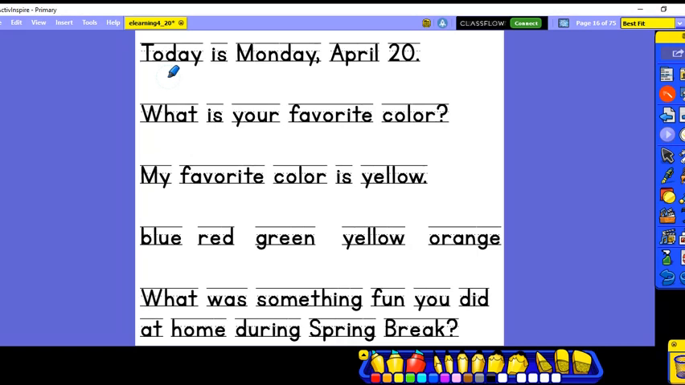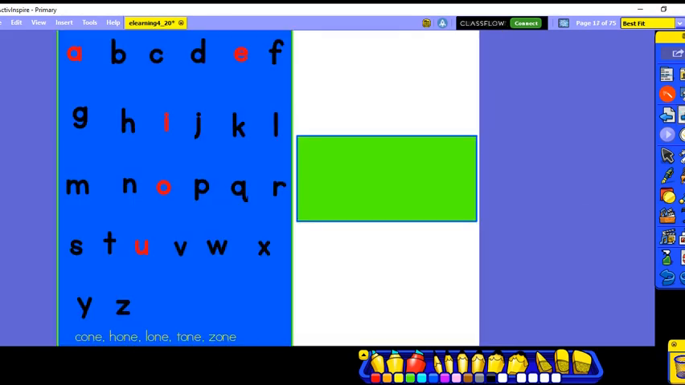All right, let's read again. Today is Monday, April 20th. What is your favorite color? My favorite color is yellow. Blue, red, green, yellow, orange. What was something fun you did at home during spring break? And I can't wait to hear what you say.